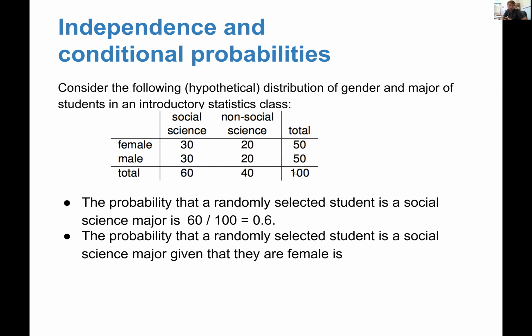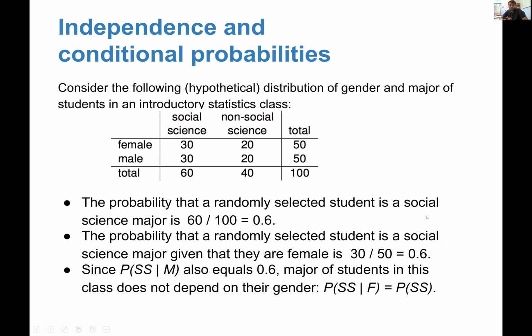All right, the probability that a randomly selected student is a social science major given they are female is, now, think about it yourself. How would you solve this? 3, 2, 1. Oh, my picture's in the way. All right, 30 out of 50, which is also 60%. Okay, so since social science given male also equals 0.6, major of students in this class does not depend on their gender. So we get this formula right here. And that's the formula for two events being independent.